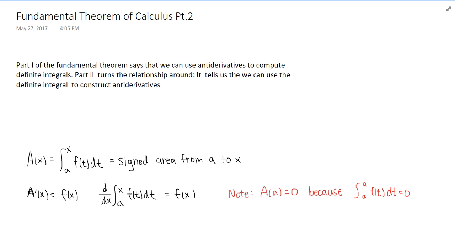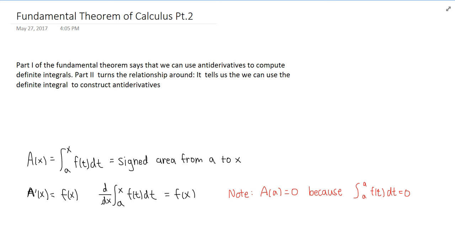Fundamental Theorem of Calculus Part 2. Part 1 of the fundamental theorem says that we can use antiderivatives to compute definite integrals. Part 2 turns the relationship around. It tells us that we can use the definite integral to construct antiderivatives.